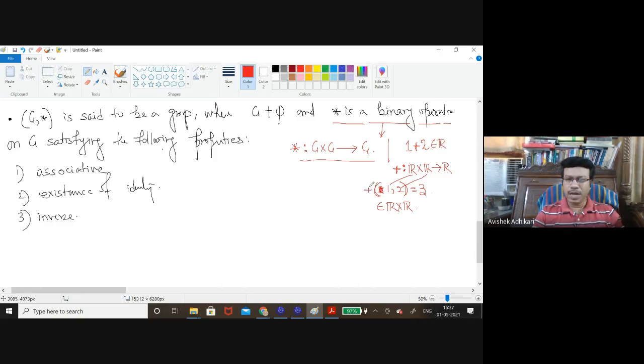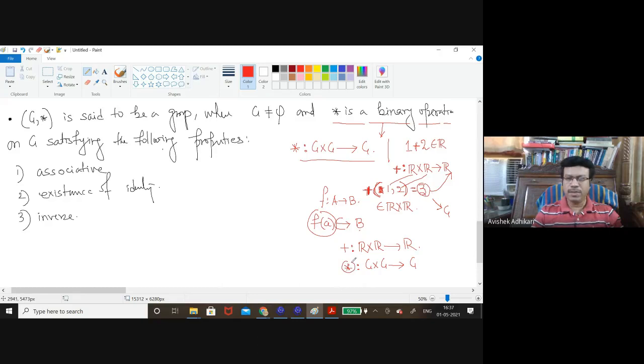It is just like a function f, a mapping from A to B, which takes as an argument some element of A, and that goes to some element of B. That means ultimately f(a) belongs to B. So if I consider this to be a function, then plus of 1 comma 2 gives 3, and that 3 goes to this R. So binary composition is a mapping from R cross R to R, or in general, star is a mapping from G cross G to G.